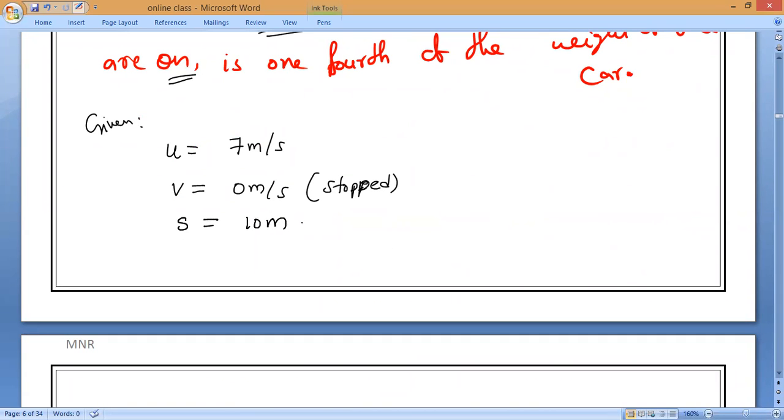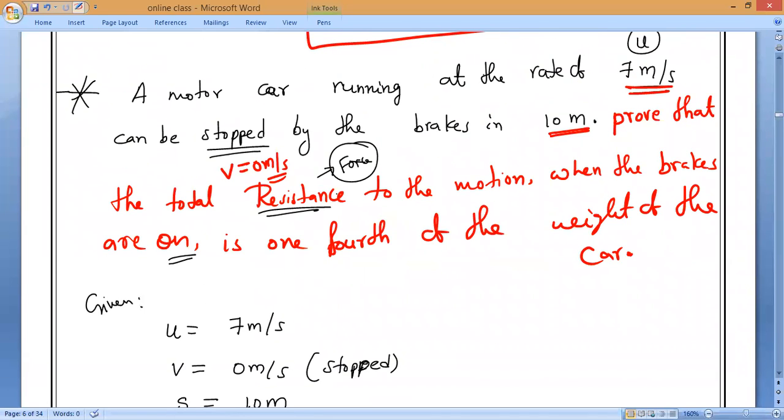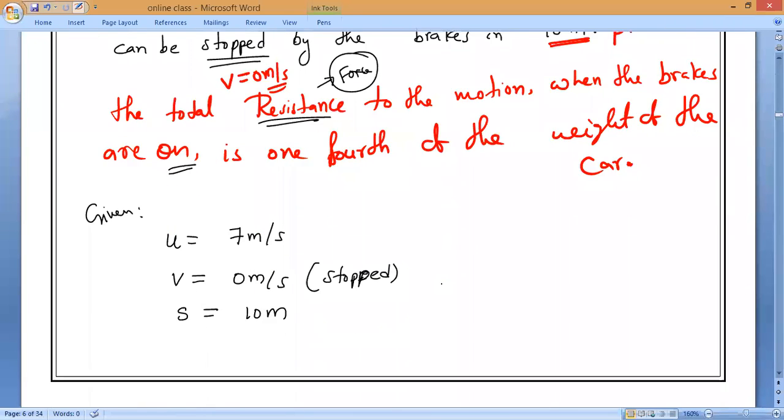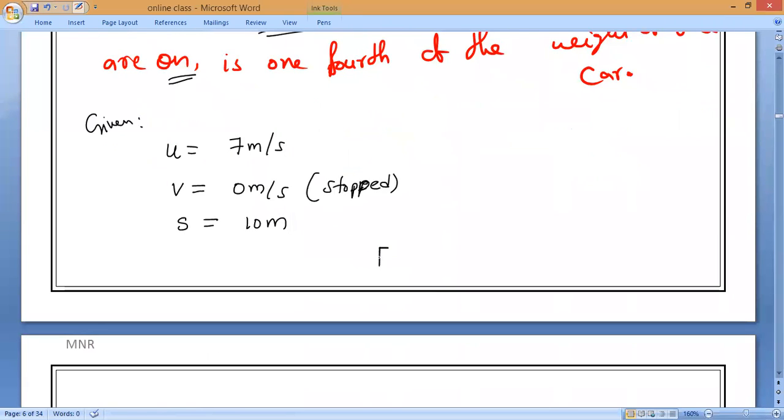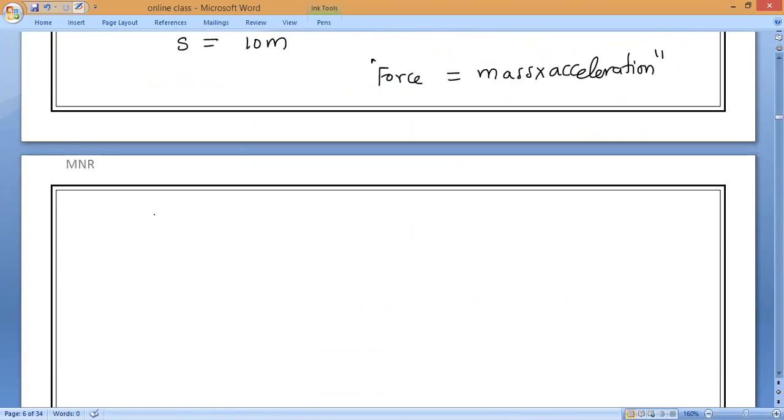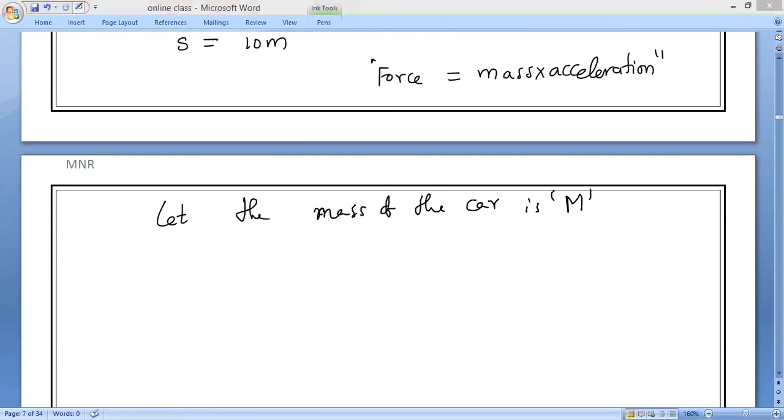Now observe very carefully. They are asking what is the resistance. Resistance means what, Vartini? Mitakshri? Resistance means force only, yes or no? Applied force. Yes. So if you want to find the force, we need two things. Anybody can tell what force means? Force means mass into acceleration. Have they given the car mass? No. So now we don't know something. What will we assume, Hari? Let the mass of the car be capital M. Any doubt? Anyone? Any problem? No.